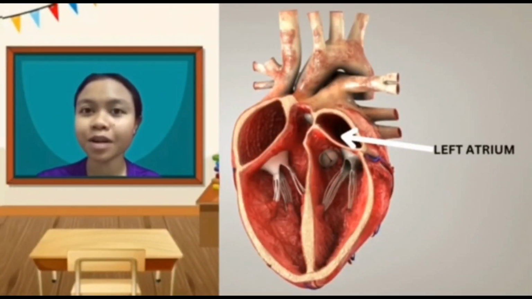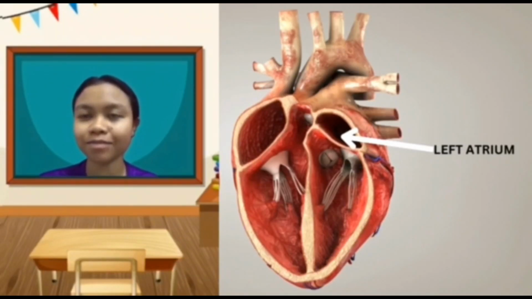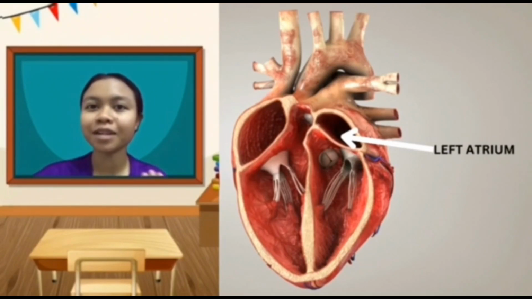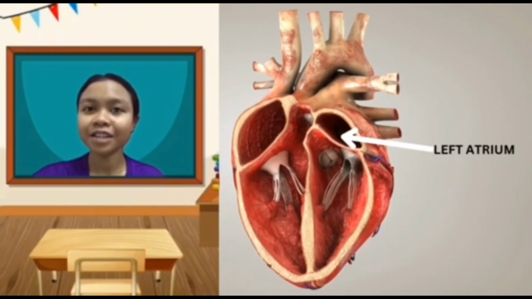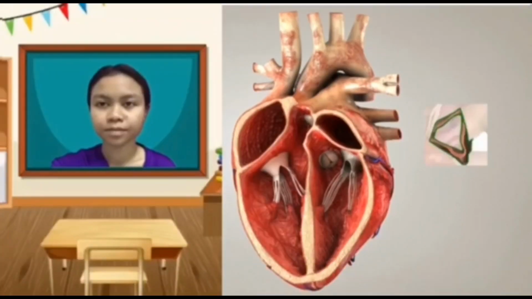Another part of the heart is the left atrium and left ventricle. Firstly, we're going to talk about the left atrium, which is located on the left posterior side. It acts as a holding chamber for oxygenated blood from the lungs and then pumps the blood that contains oxygen to the left ventricle. As we can see on the diagram beside here, the left atrium has a thicker wall than the right atrium. This is because it is exposed to higher pressure.